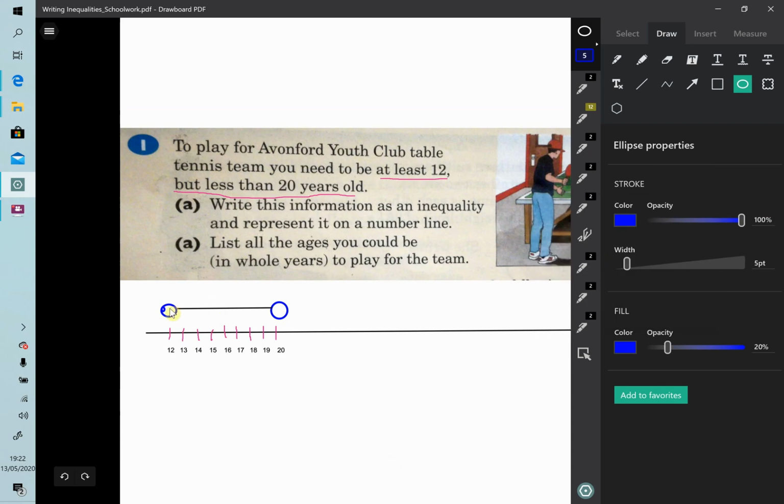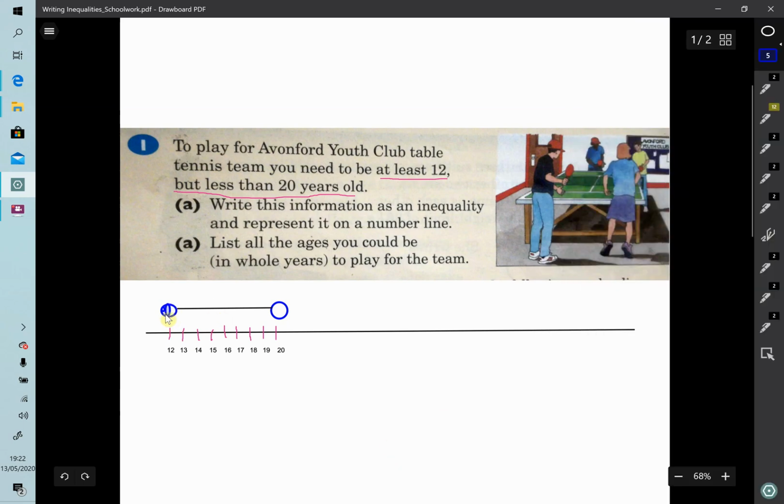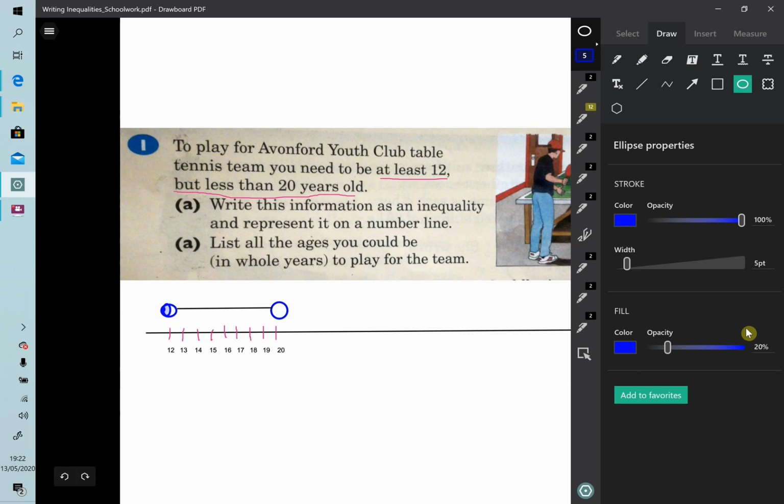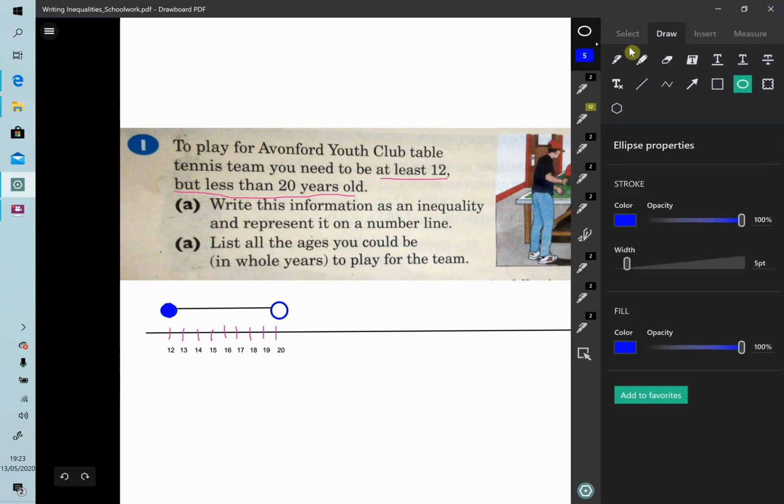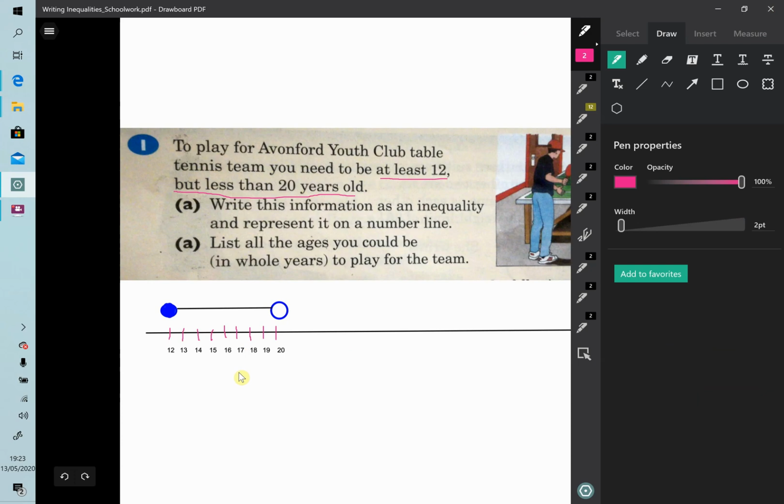Good. I'm going to set the opacity to 100 so that it's immediately filled up. Good. Now, but less than 20. If they're 20, can they play? But less than. It's not saying less than or equal to. So that means less than 20 means that if you're 20 years old, you cannot play at this club.